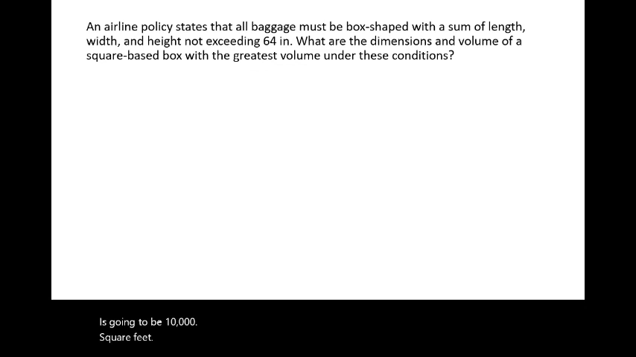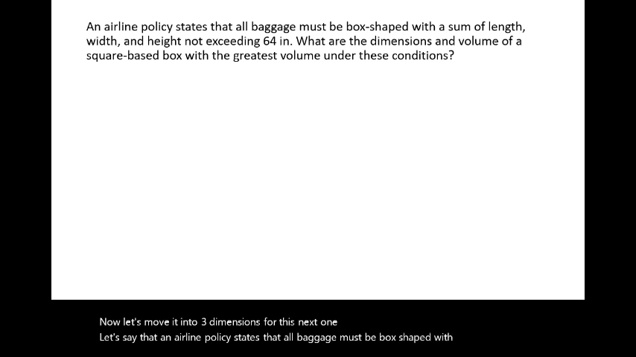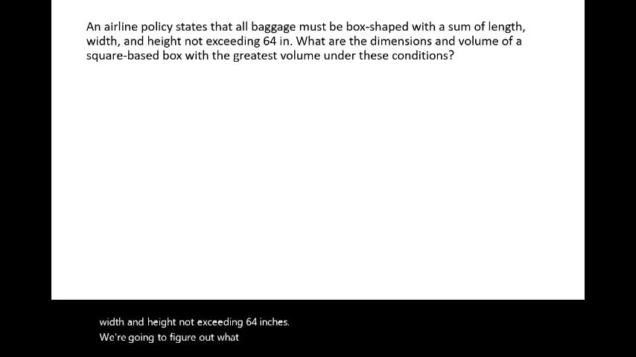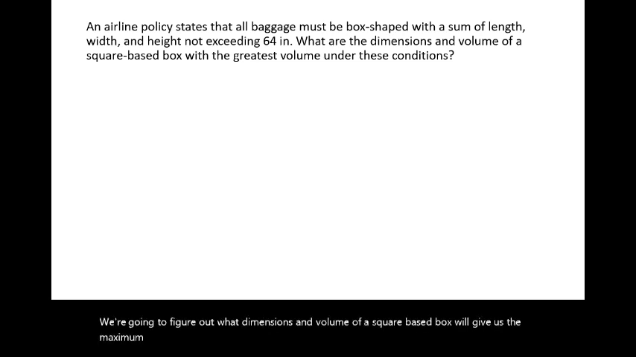Now let's move it into 3 dimensions for this next one. Let's say that an airline policy states that all baggage must be box-shaped with a sum of length, width, and height not exceeding 64 inches. We're going to figure out what dimensions and volume of a square-based box will give us the maximum volume under these conditions. So it's a box, so let's draw a picture.